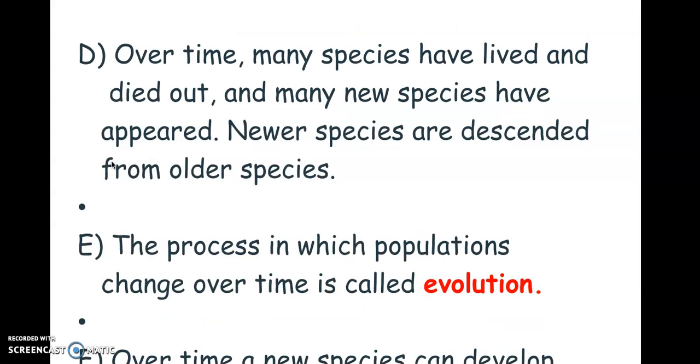Over time, many species have lived and died out, and many new species have appeared. Newer species are descended from older species. The process in which populations change over time is called evolution. Over time, a new species can develop.